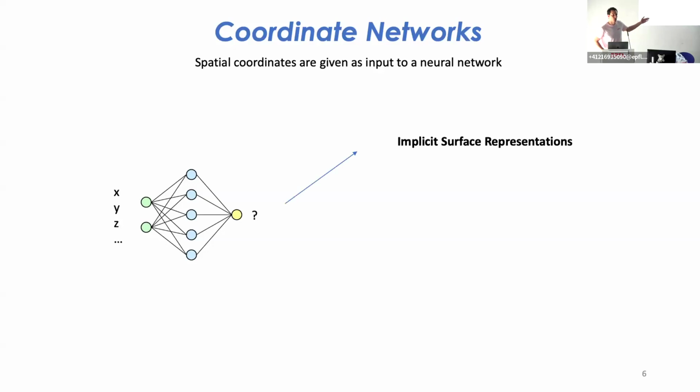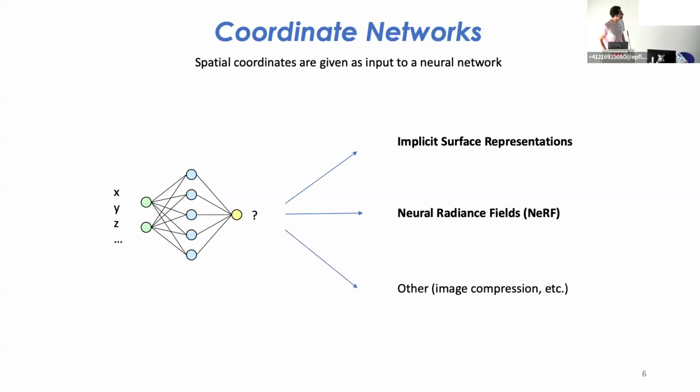What do we output? Well, it depends on what we want to do. There are implicit surface representations, which is what my research is mainly about. There is NeRF. You've heard about NeRF, I guess. Some of you have. And then there's many other things. You can do image compression and other stuff, but I will not talk about this. So let's start with the implicit surface representations.